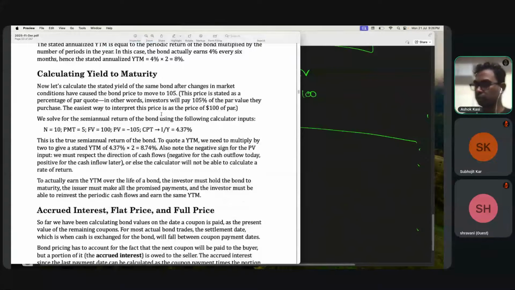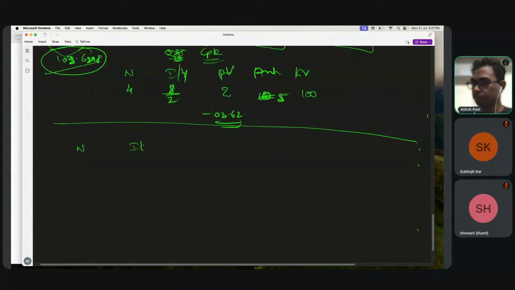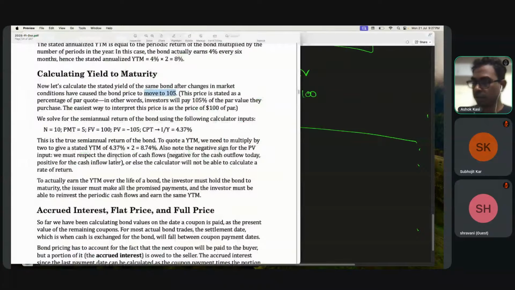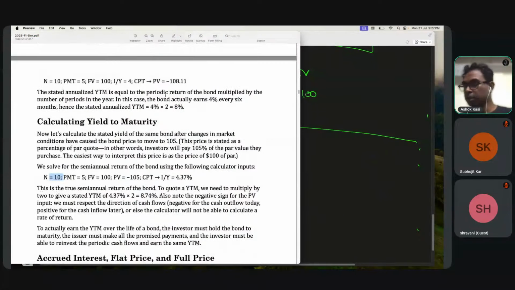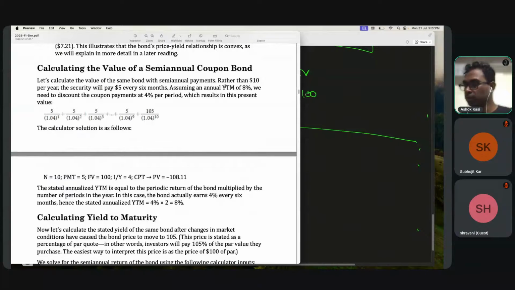Then next one, calculating yield to maturity. Yield to maturity means here in this case IY we will calculate. Okay, rest of the data are given. They are saying, if the bond price is 105, what is the IY? So here N is 10. I think they are continuing from this sum.